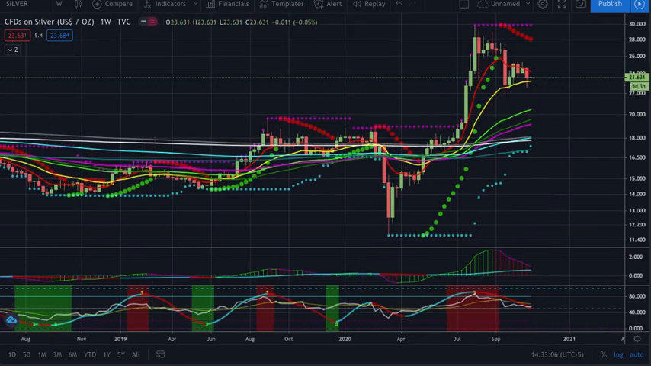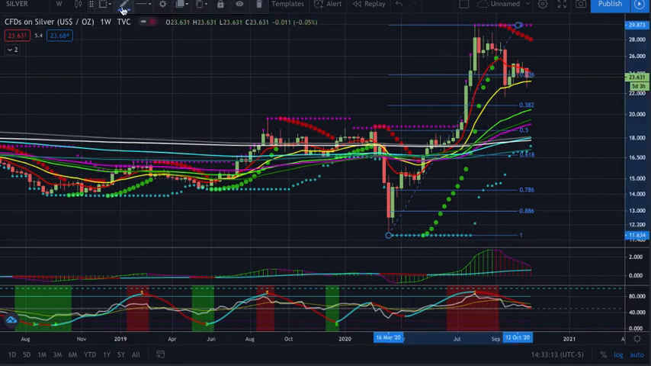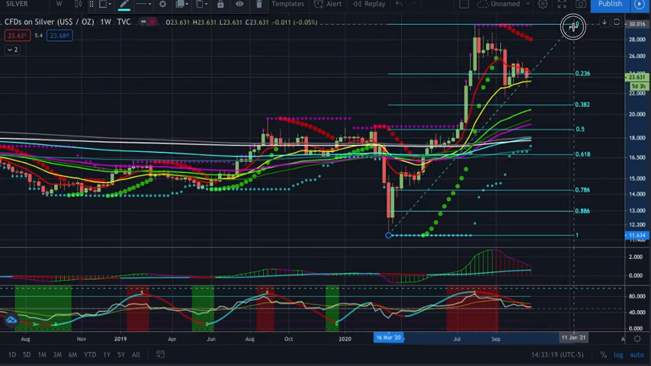And then just looking at the fib from the bottom to the top. We are basically just below the 236, slowly kind of rolling over. If we do sell off again, I would expect that $21 range, $20 range that we were talking about. That would be the 382.